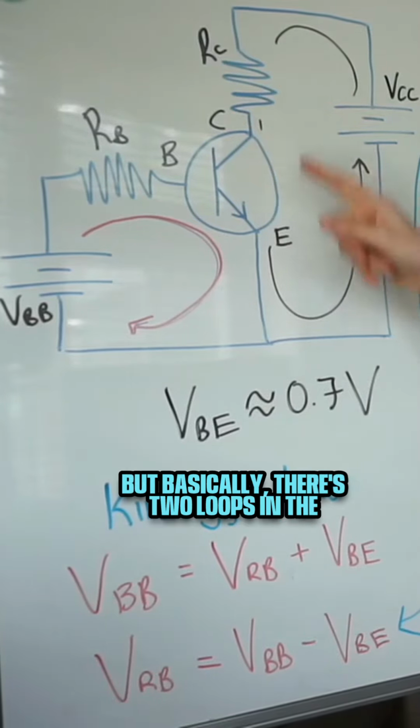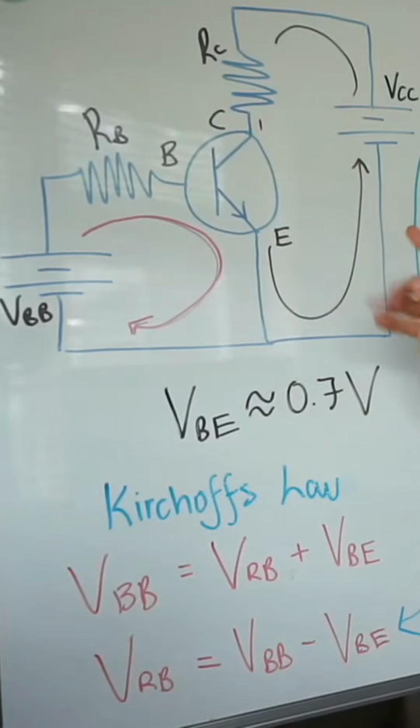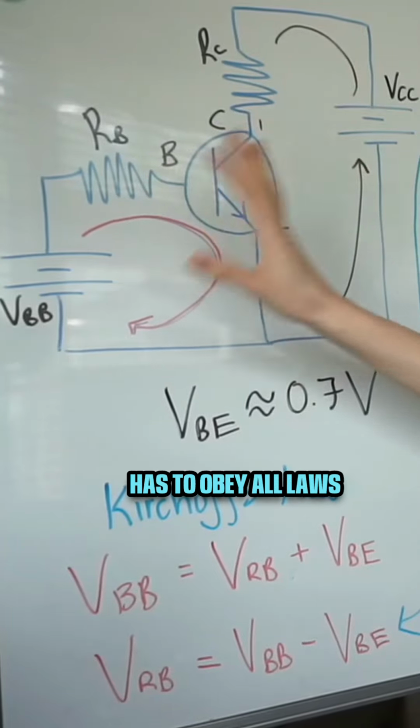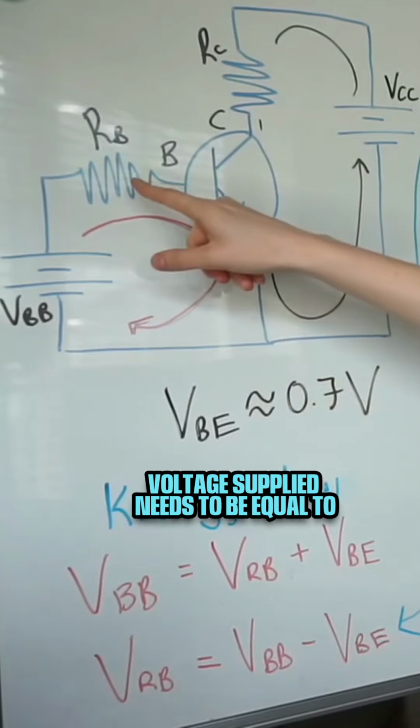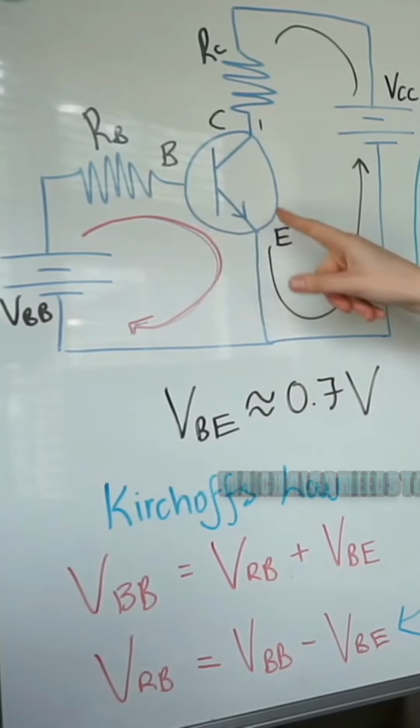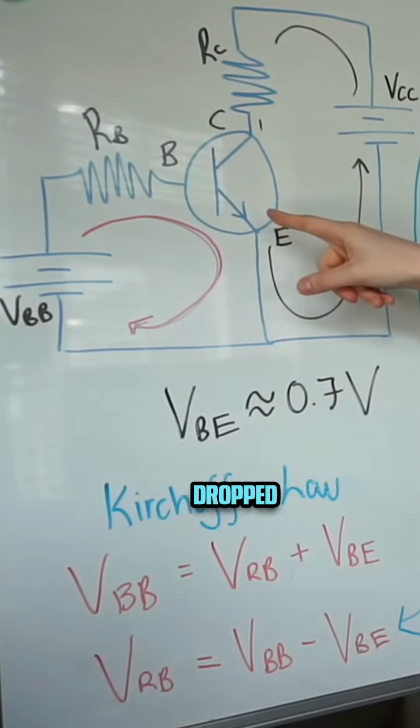But basically there's two loops in the system. There's the red one and the black one. We're going to look at the red one. The red loop has to obey all laws of physics, including Kirchhoff's laws. Voltage supplied needs to be equal to the voltage dropped across the resistor, which also needs to be equal to the voltage dropped across BE.